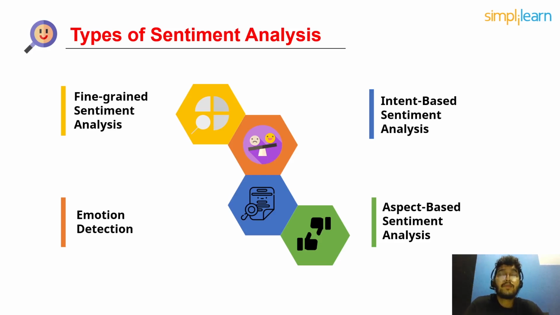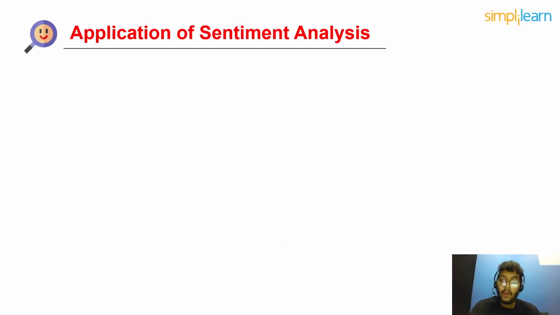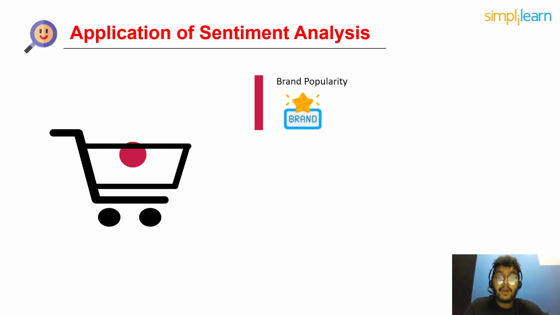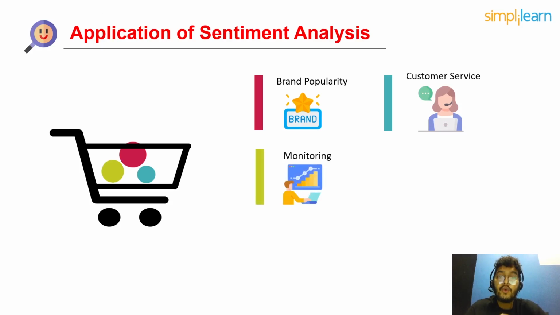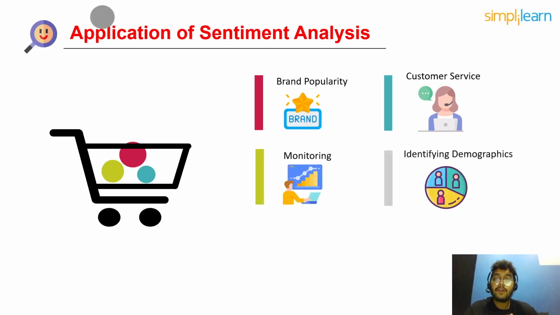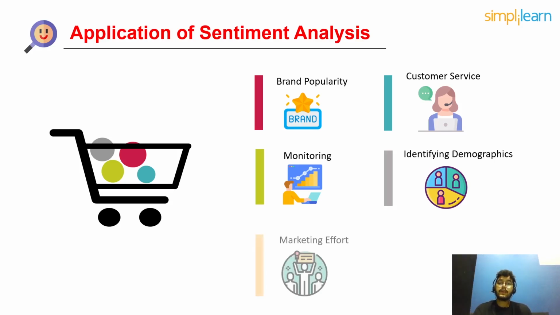So after seeing types of sentiment analysis, let's see some applications of sentiment analysis. Organizations can employ sentiment analysis technologies for a number of purposes such as determining brand popularity, reputation, and awareness at a particular period or over time. Sorting customer service requests into categories. The next one is monitoring consumer response to new improvements or products. The fourth one is identifying the demographics or target market. And the fifth one is determining the effectiveness of a marketing effort.